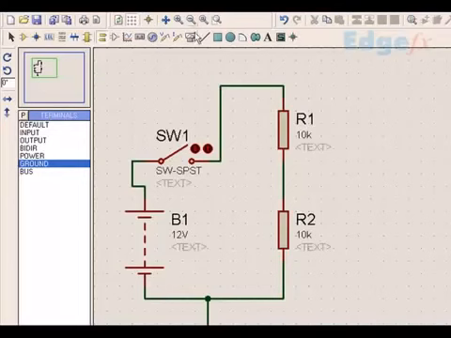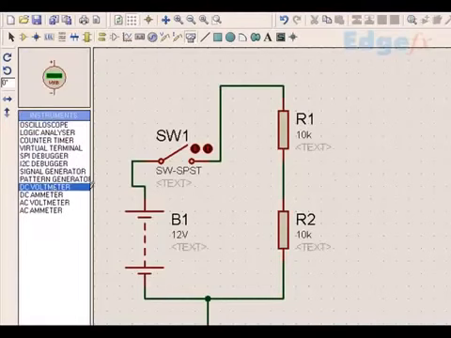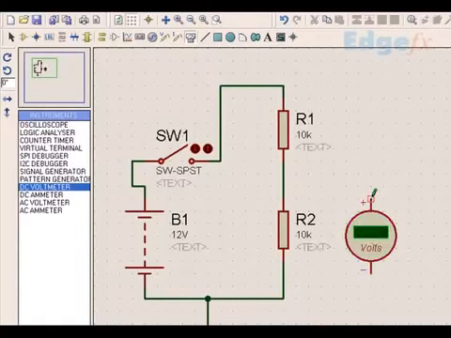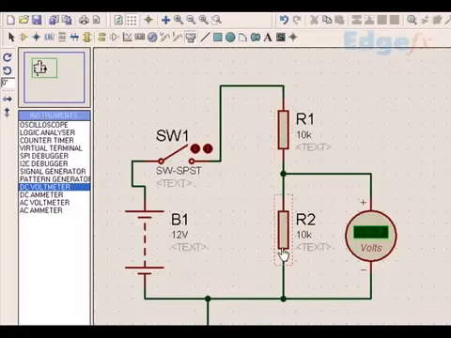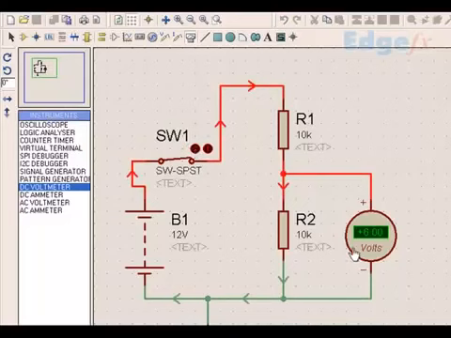Right. Now let me take a voltmeter. I connect a voltmeter here, connecting this to this place and this to this place. As we know, this is a 10k resistor and this is a 10k resistor, and my supply voltage is 12 volts. When I switch this on, half the voltage will be here and half the voltage will be here. So obviously this will be 6 volts. Let me see that when I simulate this. Yes, I get 6 volts. Is it clear?